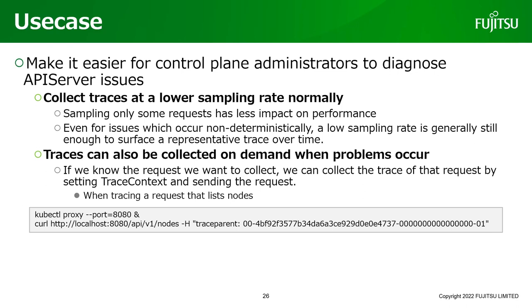Traces can also be collected on demand when problems occur. If we know the request we want to collect, we can collect the trace of that request by setting the trace context and sampling the request. When tracing a request that reads nodes, we can trace the request by using a command like the one below.